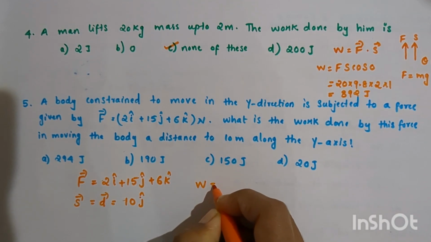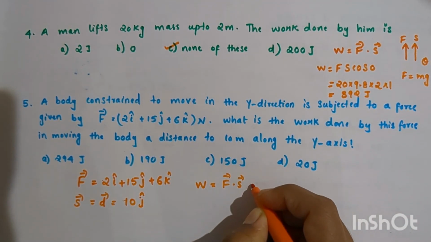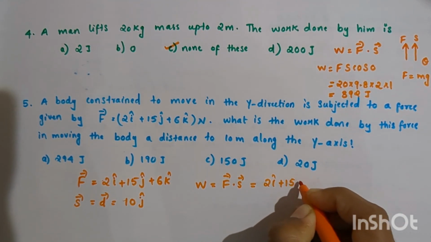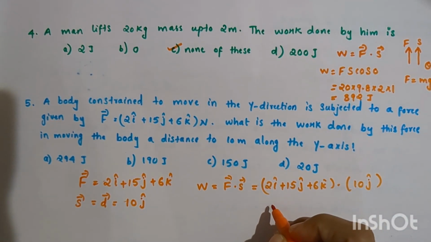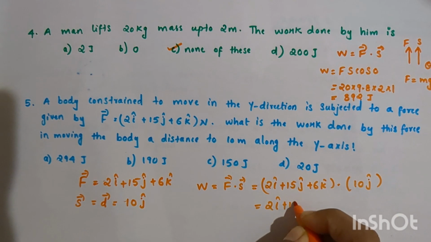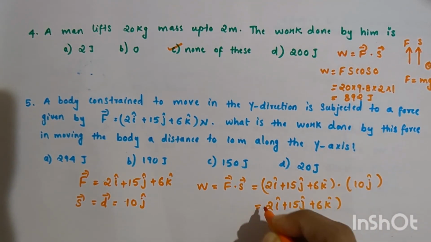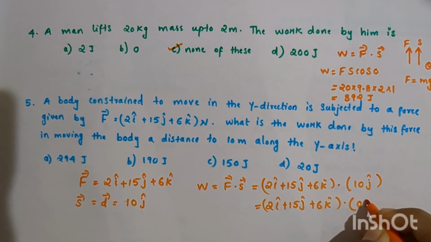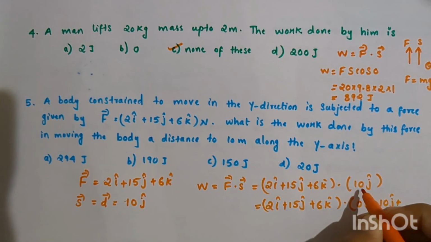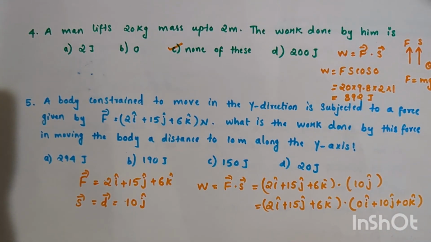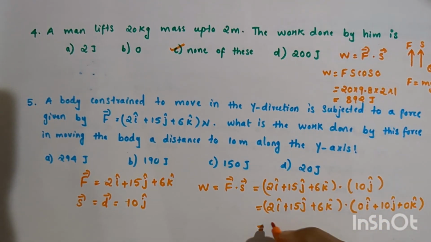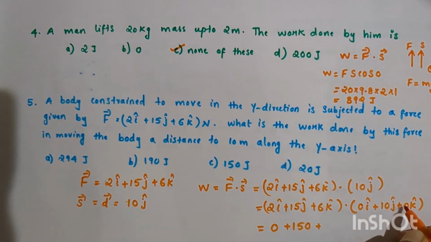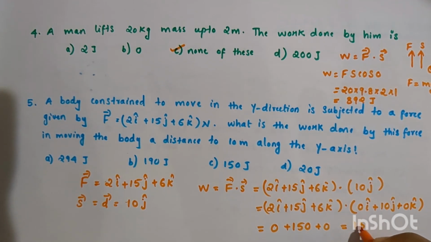What about the work done? Work done is the dot product of these two, force and displacement, that is (2 i cap plus 15 j cap plus 6 k cap) dot 10 j cap. You can write it as (2 i cap plus 15 j cap plus 6 k cap) dot, there is no i term here, so 0 i cap, 10 j cap, plus there is no k term here, so 0 k cap. Now you know how to find the dot product of two vectors. 2 into 0, that is 0, plus 15 into 10, 150, plus 6 into 0, 0. So this is equal to 150 joule.